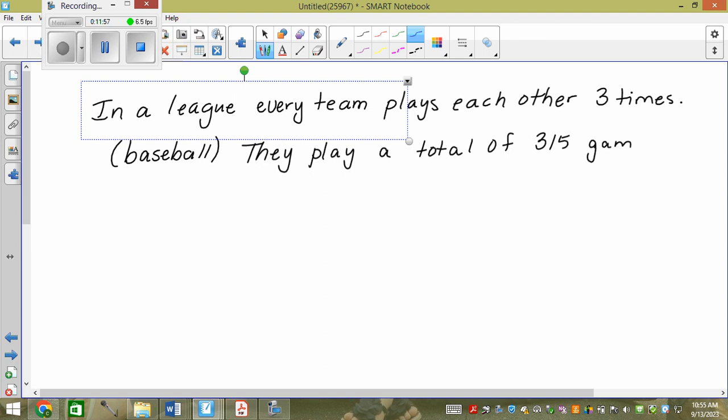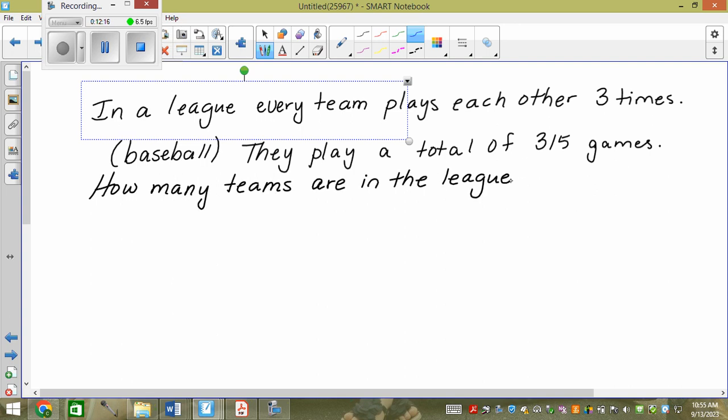What am I going to ask? How many teams are in the league? Can we do any guessing and checking? Is this a written response? No. You have to use the formula sheet. Try that one out. Okay.